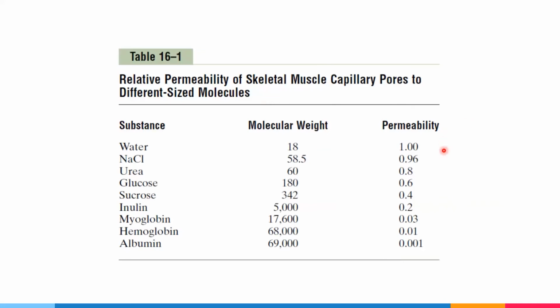And as we move down through the table itself, we see that as the molecular weight of the particular solute increases, say glucose, which has a molecular weight of around 180, the permeability has already dropped down to 60%. And as we move on to larger proteins, such as hemoglobin and albumin, the permeability has dropped hugely to about 1% and 0.1% respectively. So molecular weight is an essential player that determines the permeability of a substance as it diffuses through the capillaries.